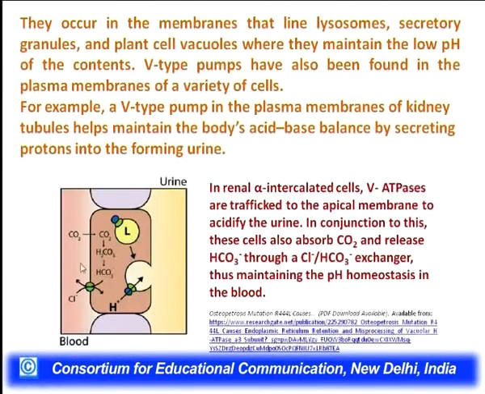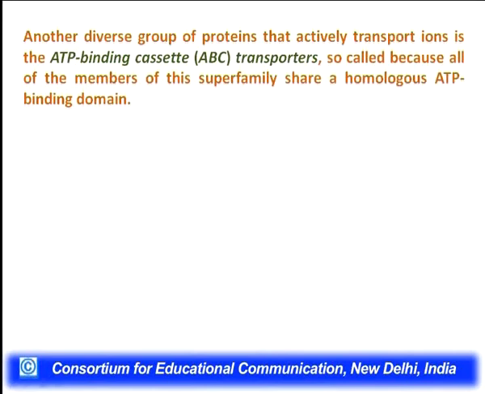Similarly, the excess hydrogen ions are released into the urine, maintaining the homeostatic or acid-base balance of the blood. So again, V-type ion pumps are very, very important.